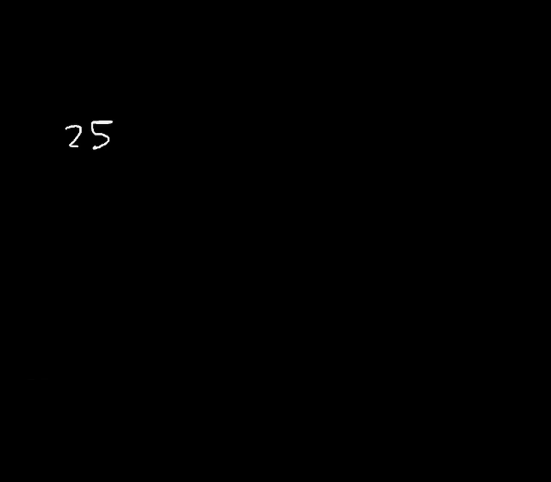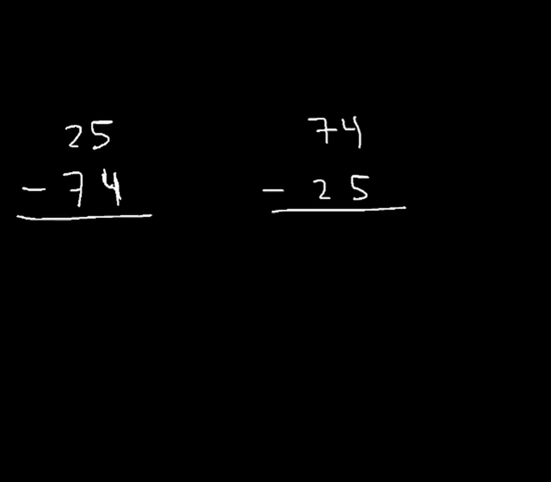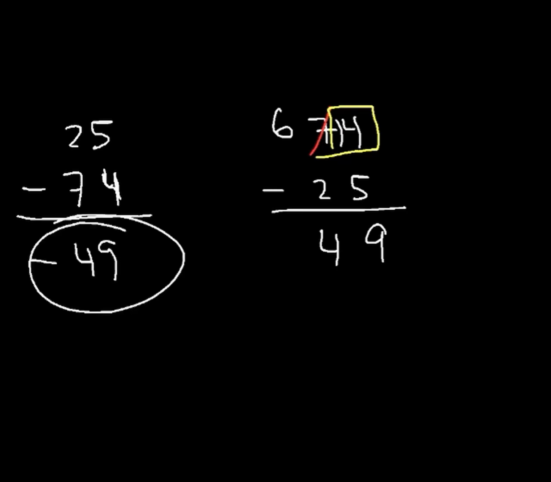Let's try another example. 25 minus 74. So we're subtracting 25 by a larger number. So let's reverse it. So 4 minus 5, we can't do that. We need to borrow a 1. So the 7 will turn into a 6, and the 4 will become 14. So 14 minus 5 is 9, and 6 minus 2 is 4, so we get 49, but we're going to add a negative sign. So this is negative 49.